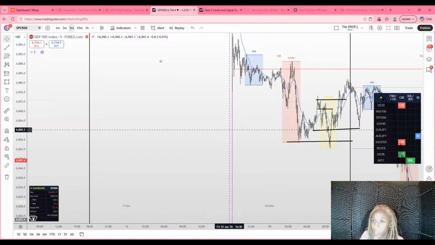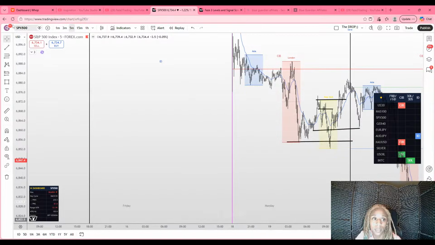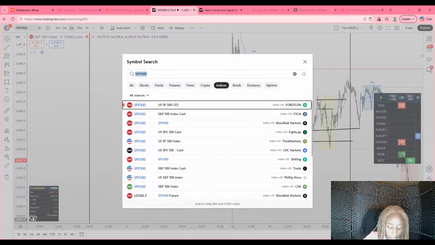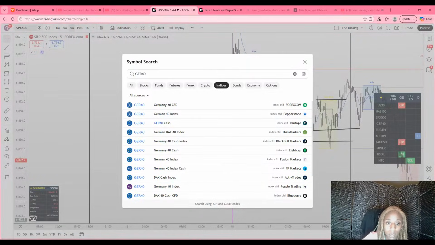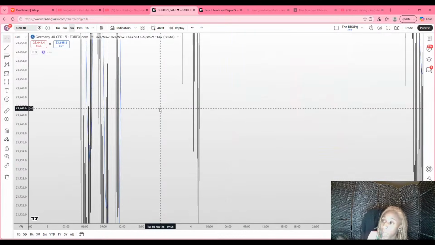So it's all about taking your setup. What are you looking for? As I keep telling you, it's the same thing. So let's go to German 40. Maybe German 40 has some inside days. They don't happen all the time.